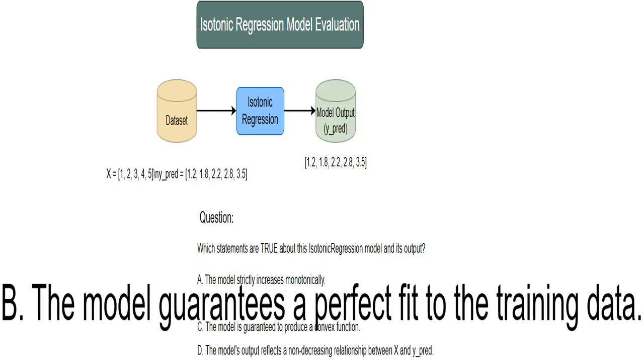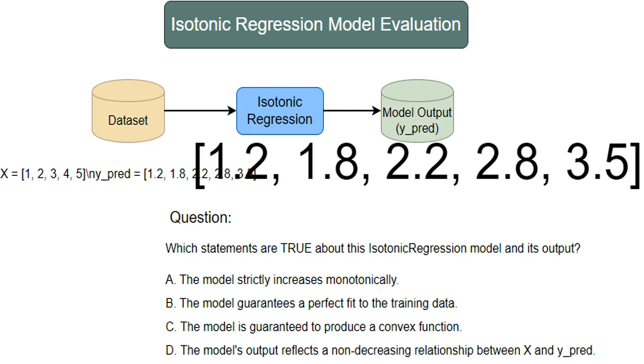This statement checks if the model's predictions, y_pred, consistently increase or stay the same as the input values, x, increase. This is true. The y_pred values show a non-decreasing pattern. This asks if the model's output values always increase by a strict amount. Strictly increasing means that every successive value must be greater than the one before. This is not guaranteed by isotonic regression. It only guarantees a non-decreasing relationship.